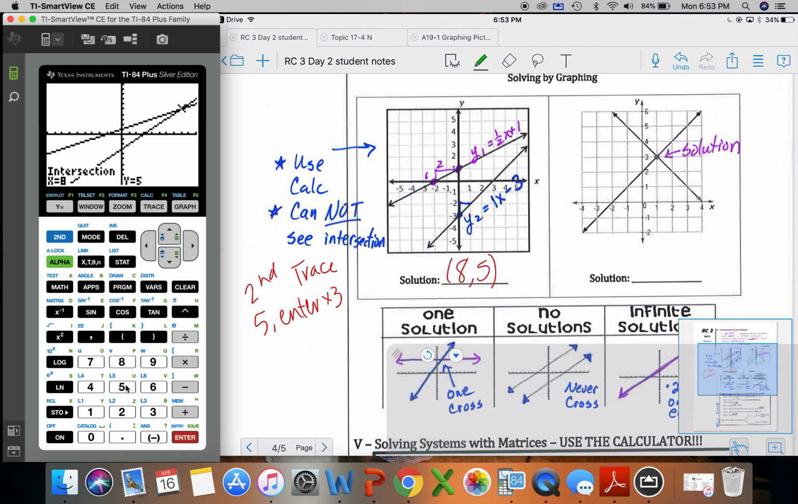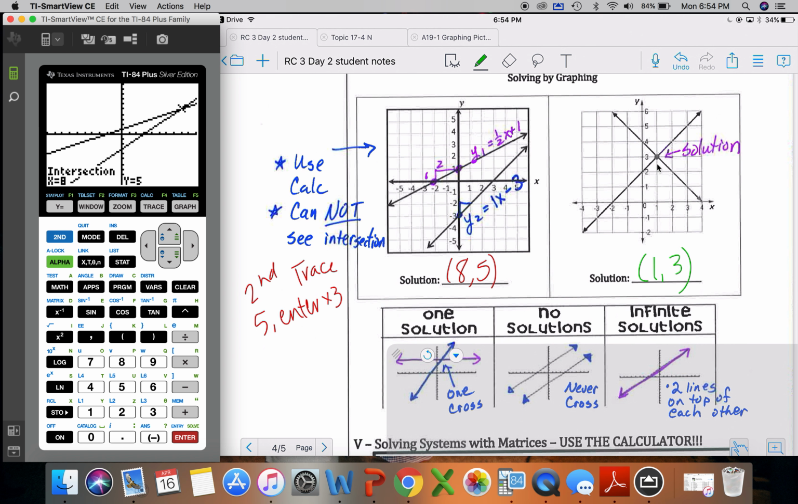Over on the other side, we can very quickly see our solution. The point where the lines cross is the point 1, 3. So we simply write that as our solution, and that's all we have to write and do for that problem.